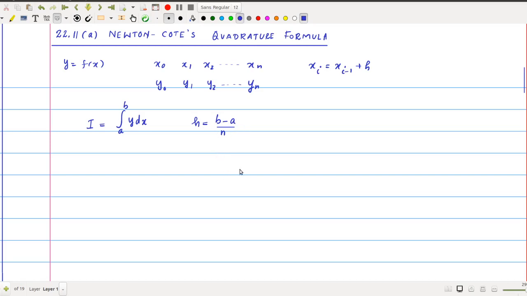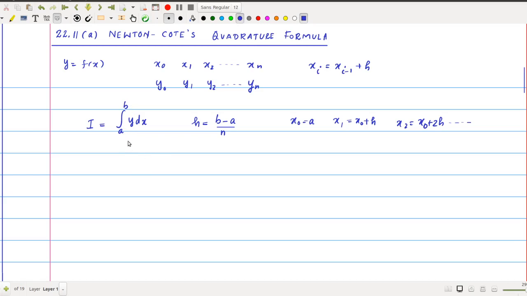Now how will you find the points? The idea is x0 is equal to a, and x1 is defined as x0 plus h, that is a plus h, and x2 is obtained by x1 plus h, or x0 plus 2h. In this manner you can identify the points x1, x2, etc., xn. So if you are given these points, how will you integrate the integral from a to b of y dx?